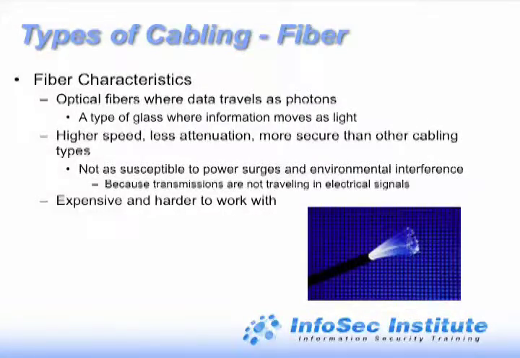It changes next year, right? You would think. Well, there's still going to be a lot of broadcasts from the radio, but the digital stuff will minimize it. Okay, types of fiber. There's fiber characteristics, optical fiber. Basically, it's where data travels as photons. It's a type of glass where information moves as light.